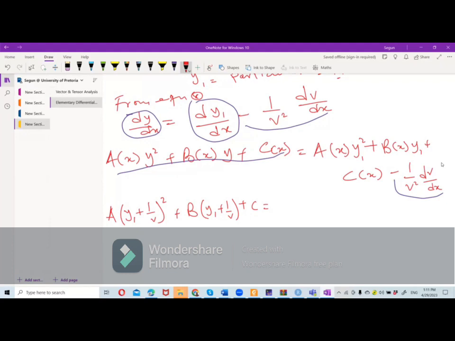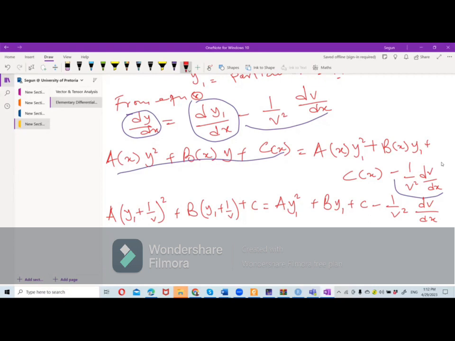So in this case now, we equate it. Everything is in y1 now. We now put it as a(y1 squared plus b y1, plus c minus 1) all over v squared dv dx. Are you following now? Yes, sir. Good.